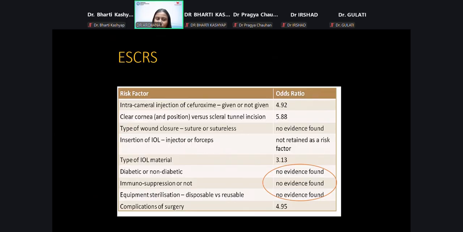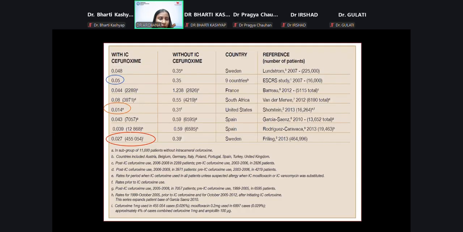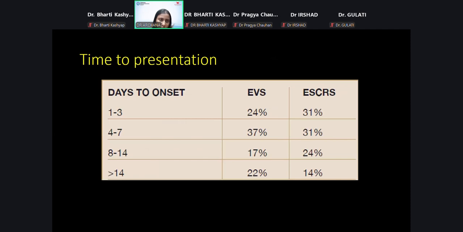For practical purposes, I wanted all of us to know that between a well-controlled diabetic and a non-diabetic, there is no evidence of any difference in endophthalmitis rate. And similarly for equipment, disposable or reusable, they have not found any evidence of a difference. Now, intracameral ESCRS has found that intracameral cefuroxime really limits the occurrence of post-op endophthalmitis.